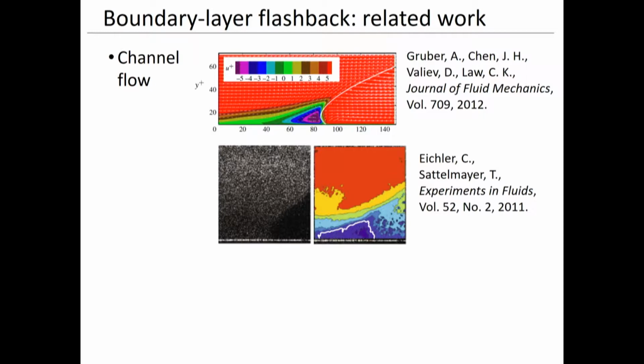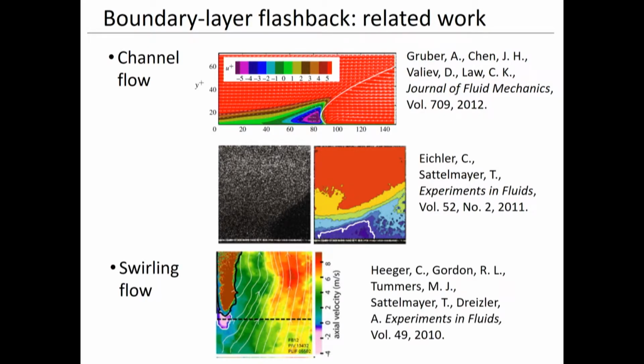So this was essentially a similar kind of configuration, and I know it's hard to see, but this is the flame here, and they're showing in front of the flame this negative velocity region. And then this is another study, from a swirling flame, where this is a flame, and this is a center body here, and it's propagating, swirling around downwards. This is also from Sattelmayer's group and Dreizler at Darmstadt, but they show this little region here, which is a negative axial velocity region.